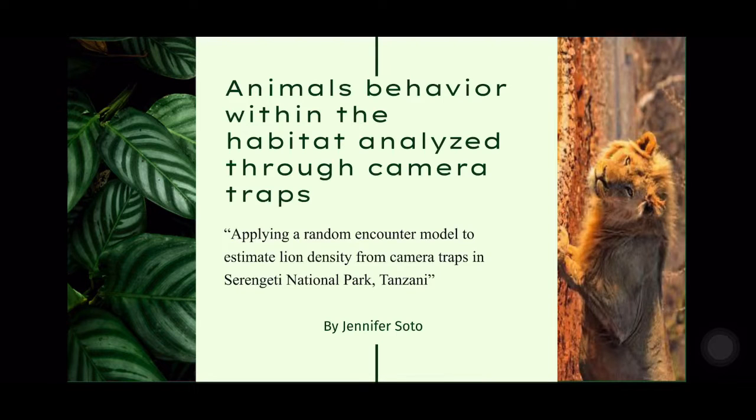Our Serengeti project had to do with animals' behavior within the habitat analyzed through camera traps. One of the primary articles I used was applying a random encounter model to estimate lion density from camera traps in Serengeti National Park, Tanzania. And this presentation is by myself, Jennifer Soto.